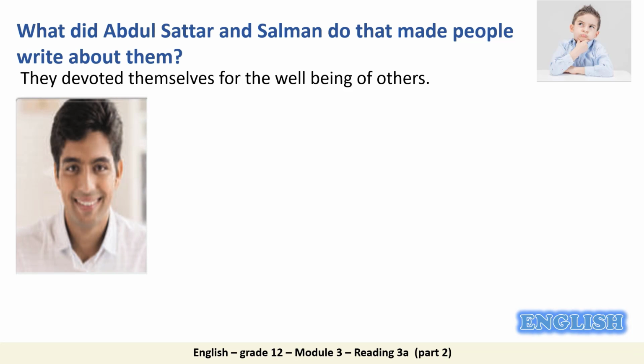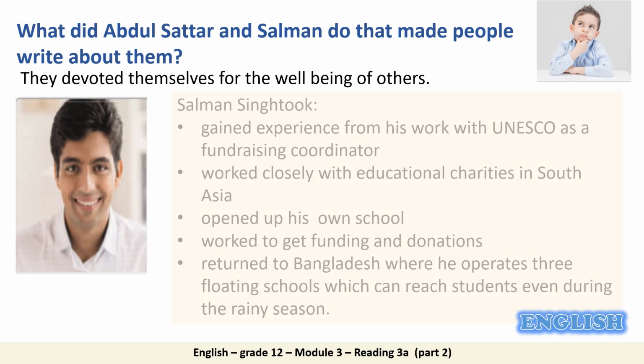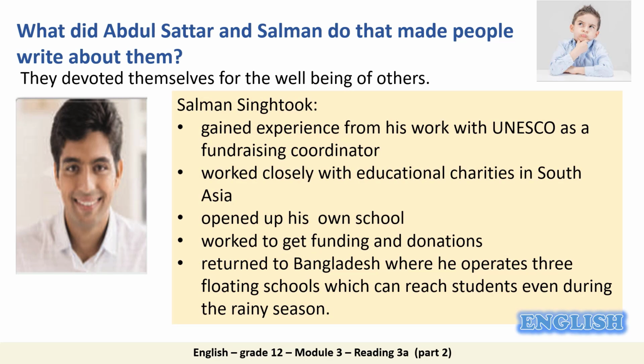What about Salman? What did he do? Who did he help and how? Well, Salman helped the students in the countryside of Bangladesh. He gained experience from his work with UNESCO as fundraising coordinator. He is now operating 3 floating schools which can reach students even during the rainy season.